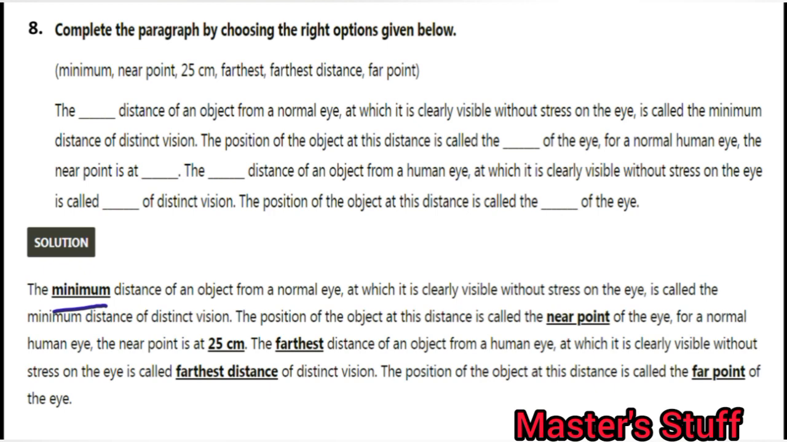The furthest distance of an object from a human eye at which it is clearly visible without stress on the eye is called furthest distance of distinct vision. The position of the object at this distance is called the far point of the eye.